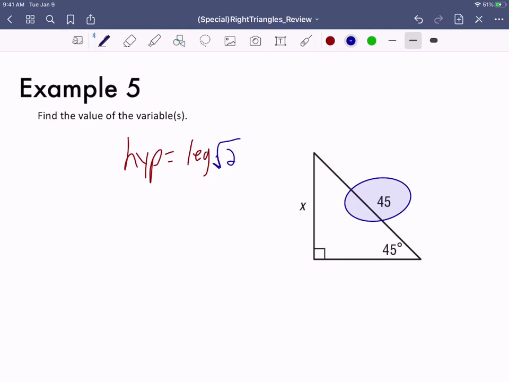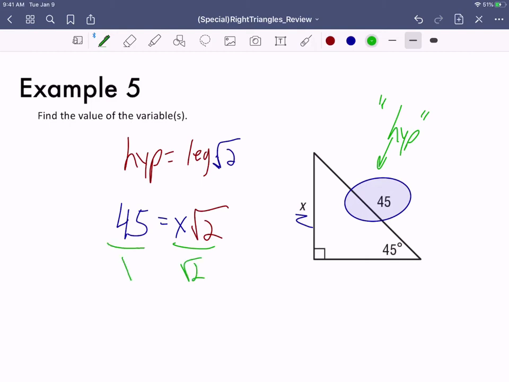You say, all right, well, I'm going to just plug into the relationship that I have here what I know and what I don't know. So I know the hyp, right? I know hyp is equal to 45. And the leg is x, and that's being multiplied by the square root of 2. Well, I need to get x by itself. In order to do that, you divide both sides by the square root of 2.